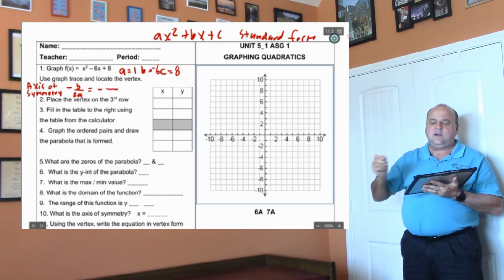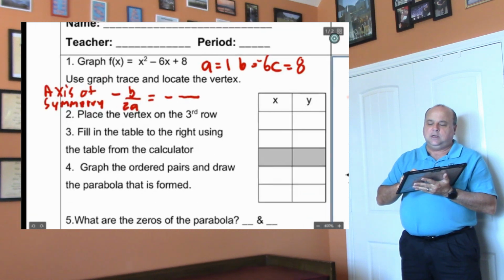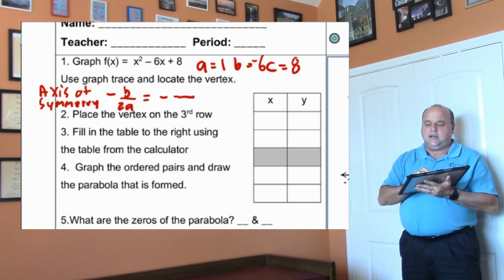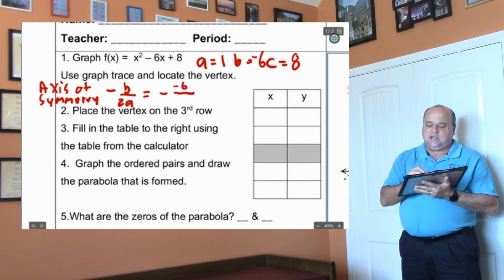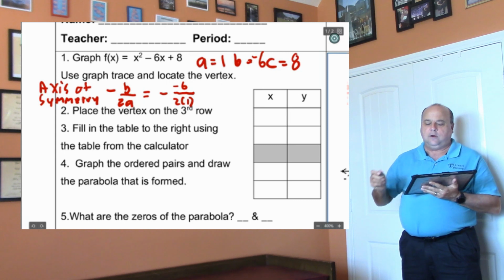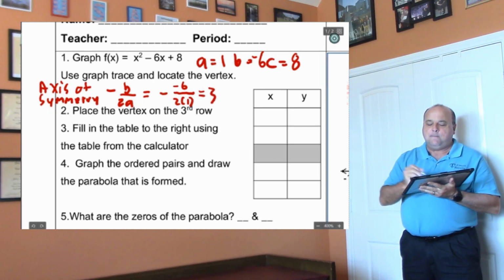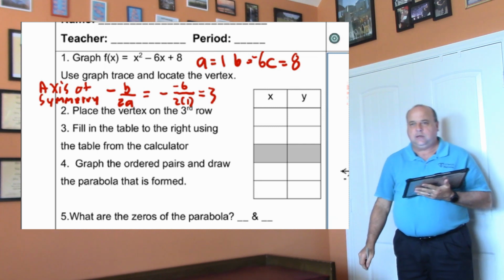So draw a negative in a fraction bar, and I'm going to zoom in here so you can see it a little bit better. -b over 2a, put negative fraction bar, and my b is -6, and my a is 1, right? So if I were to calculate this out, 2 negatives makes a positive, 2 times 1 is 2, and 2 goes into 6 3 times. My axis of symmetry is 3.